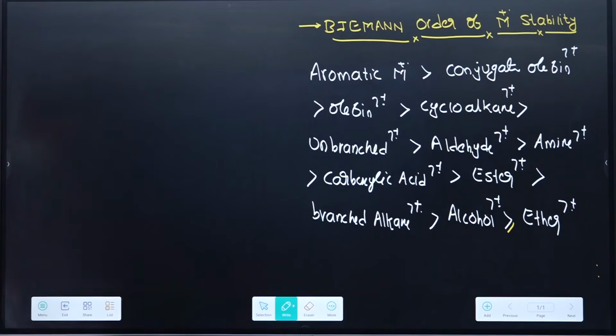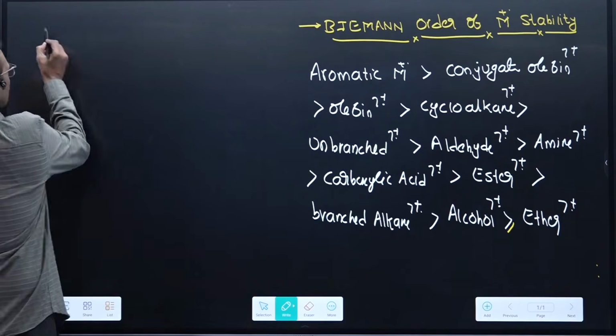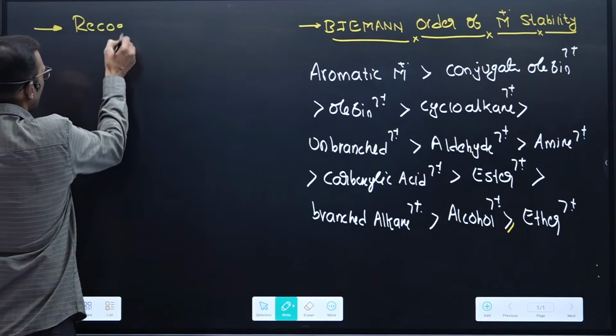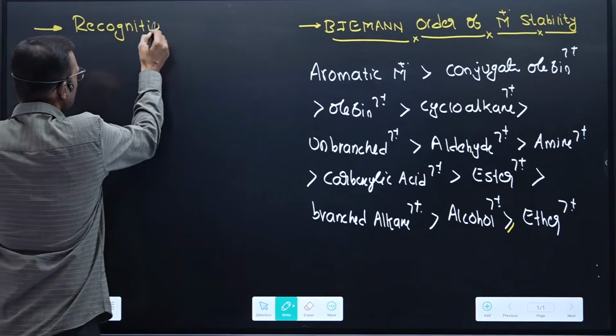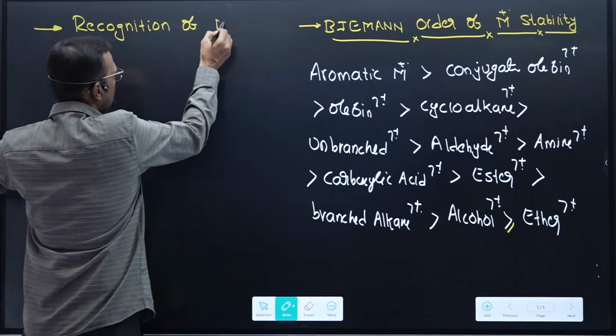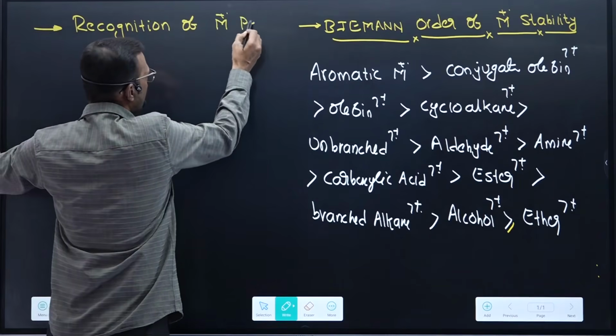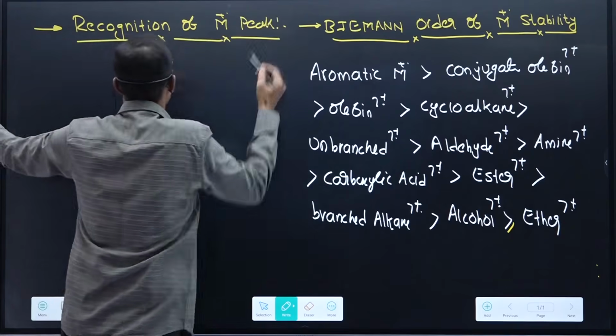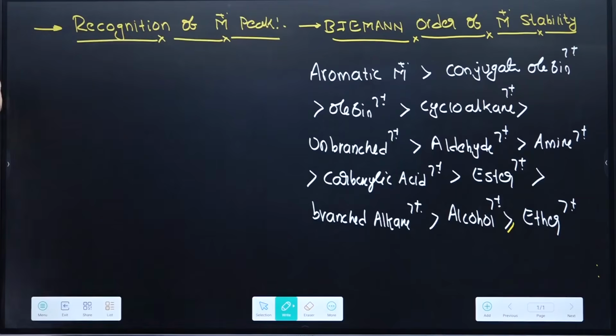Beynon order of molecular ion stability. Clear? So that is about the stability of the molecular ion, and next is recognition of the molecular ion peak. How to identify the molecular ion peak in mass spectrometry? Recognition of the molecular ion peak.